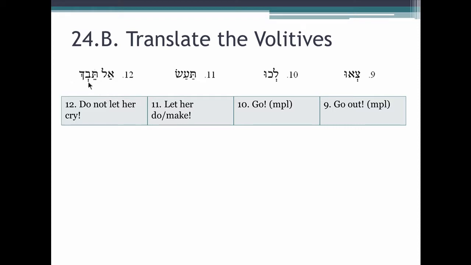Again, this one is just an oddity because of the third hey irregularity, but you just know you have a volitional form because of al, and so that means you just have to ask, what person and number is this? Since we have the retention of a prefix, it can't be an imperative, and it's obviously not a first person form either, so we've ruled out first person and second person forms. That means it must be a third-person volitive, which is jussive. That's all it can be. So do not let her cry.